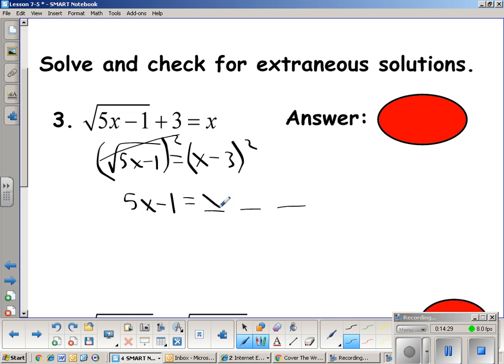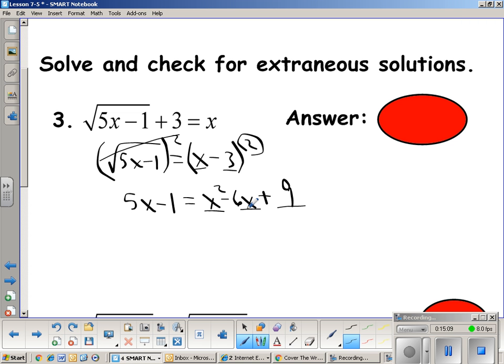X squared. What's the last term going to be? 9. And it always has to be a plus. And the middle term is the first times the second times 2. So what's x times negative 3? Negative 3x times 2. Negative 6x. Okay? Now this is not at all what the others look like, is it? So a little more work involved, but what's step 3 say?